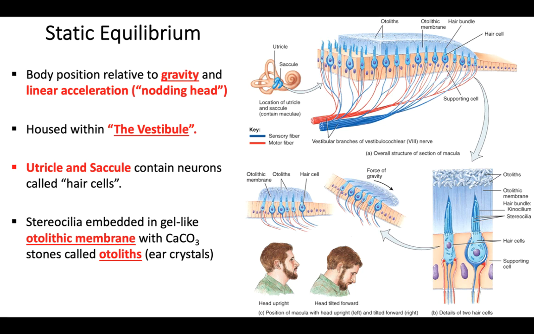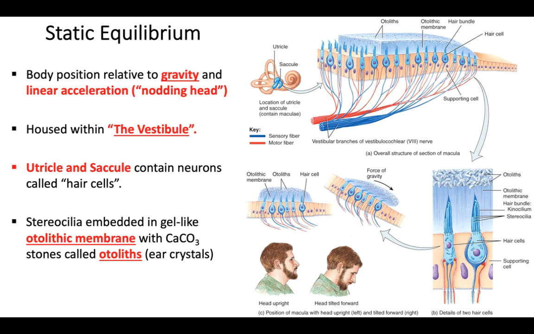When gravity changes because you tilted your head down, or maybe you moved up or down, that's going to shift the otolithic membrane. Notice when the otolithic membrane shifts, it shifts the little stereocilia, and that activates the neurons. This information then goes to your brain. Your brain processes this as a change in gravity, and if gravity changes, we need to respond and maintain balance. Okay? So that's the gist of it.